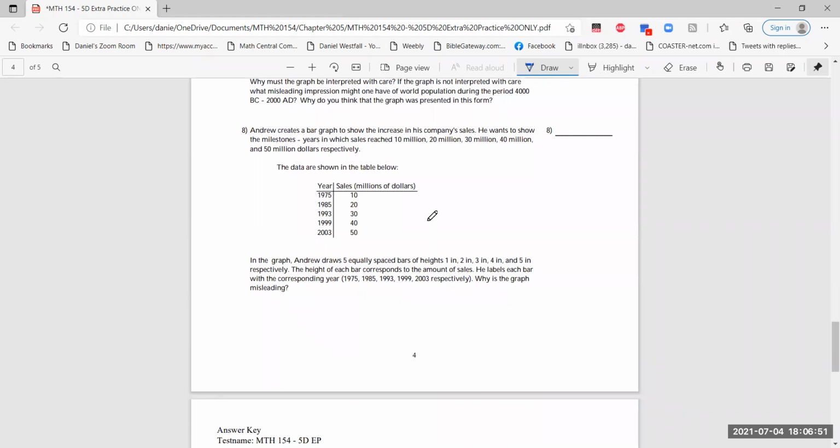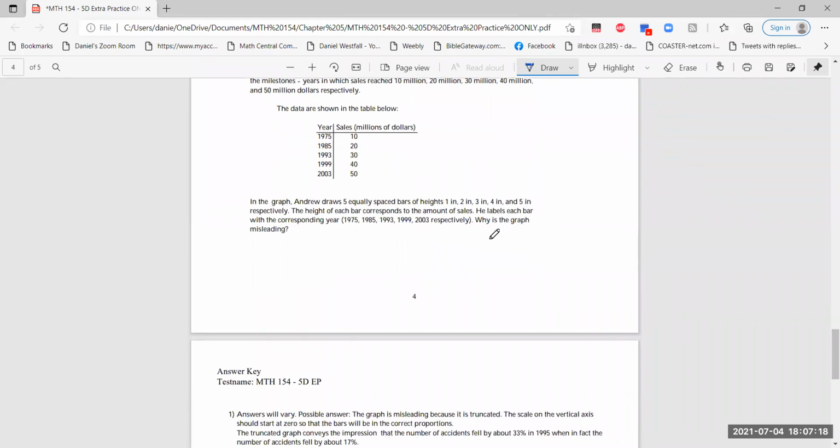Andrew creates a bar graph to show the increase of his company sales. He wants to show the milestones, years in which sales reached 10 million, 20 million, 30 million, 40 million, and so on. The data are in the table here. In the graph, Andrew draws 5 equally spaced bars of heights 1 inch, 2 inches, 3 inches, 4 inches, and 5 inches, respectively. The height of each bar corresponds to the amount of sales. So he's going to draw this as 1 inch, this as 2 inches, 3 inches, 4 inches, and 5 inches. He labels the bars with the corresponding values there.